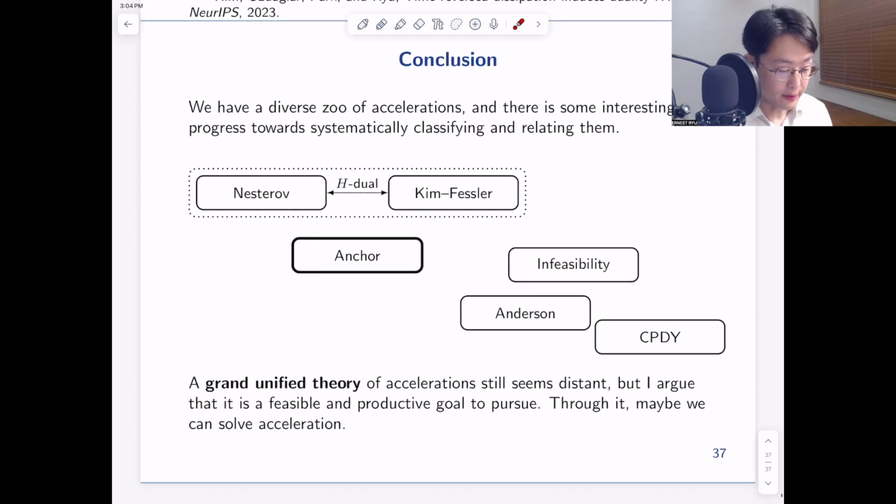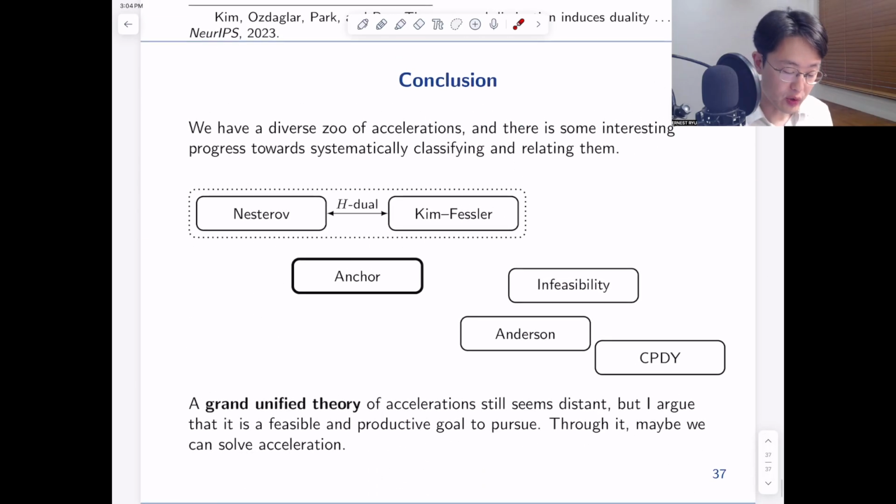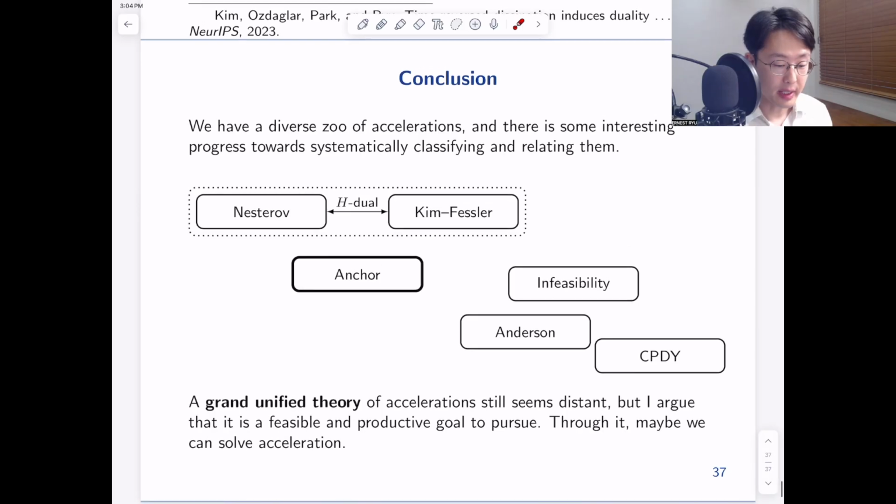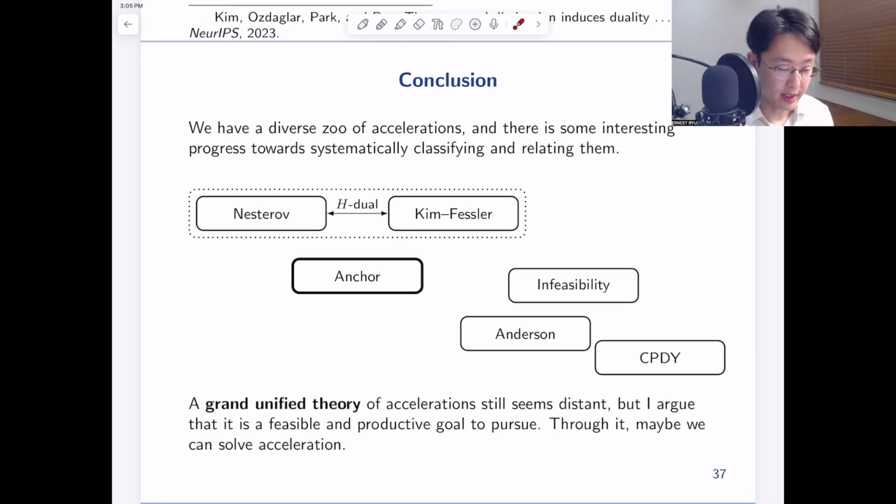Okay, so let me conclude. We have a diverse zoo of accelerations, and there's some interesting progress towards systematically classifying and relating them. The figure shown here illustrates my mental model of the state of affairs. Nesterov acceleration and Kim-Fessler acceleration are related by H-duality. So I have this dotted box surrounding them. They're not the same, but they are duals of each other.